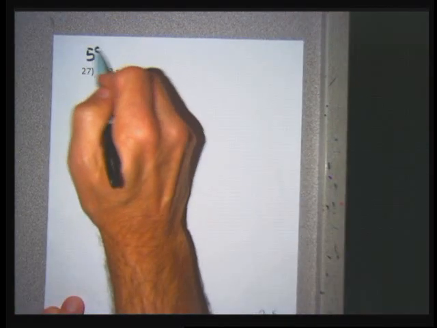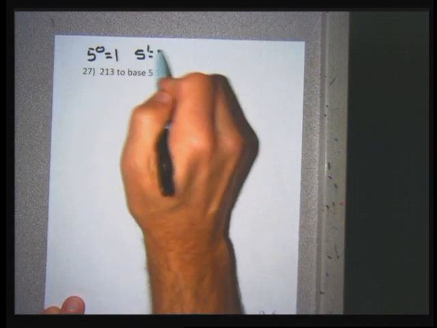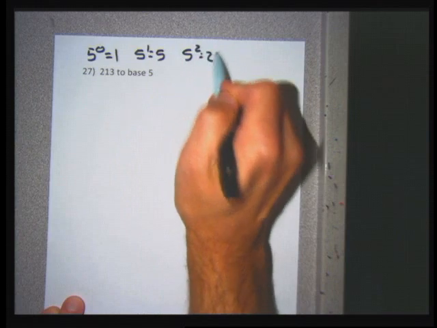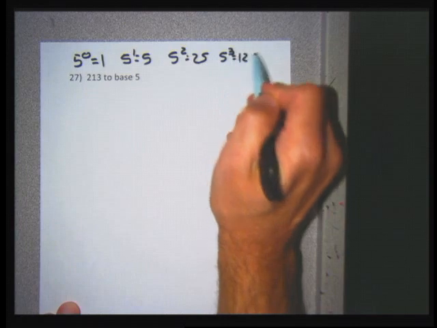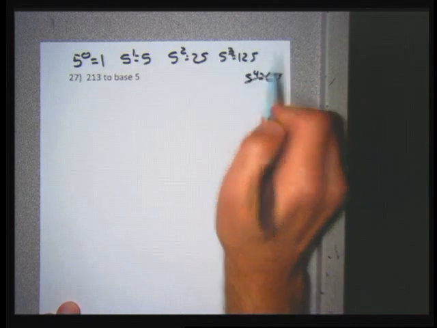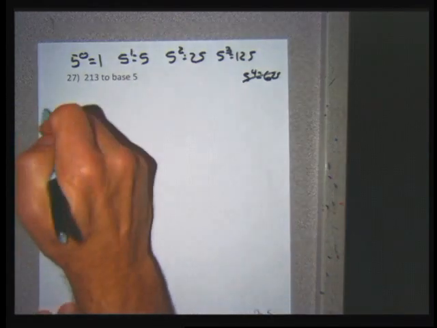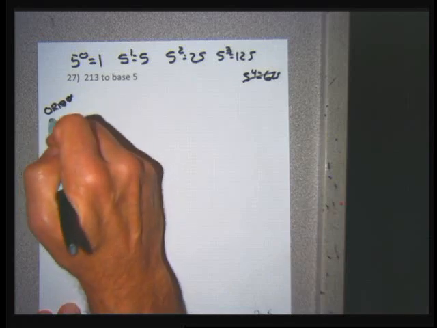Last problem. 213 to base 5, so I need the powers of 5. 5 to the 0 is 1. 5 to the first is 5. 5 squared is 25. 5 cubed is 125, and 5 to the fourth is 625, which is too big. I'm going to have 1, 2, 3, 4 columns in my table. So I'm going to start off with the original number or the remainder.